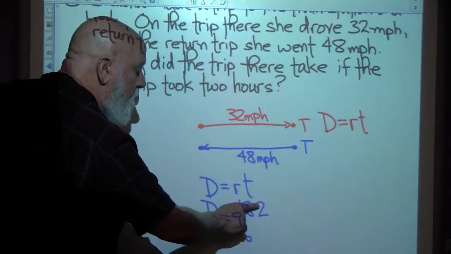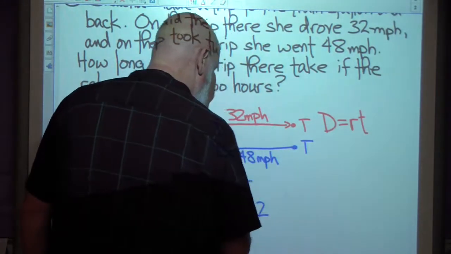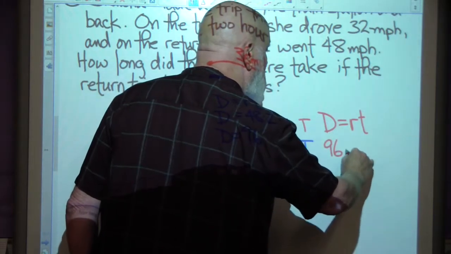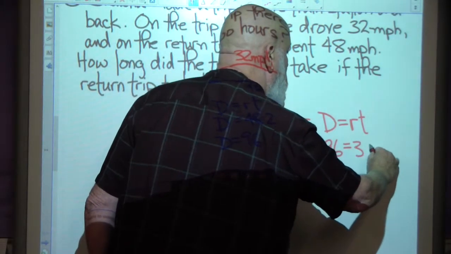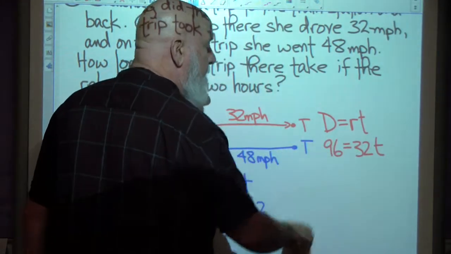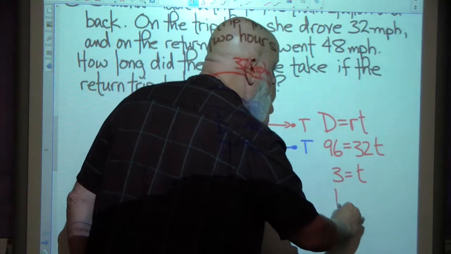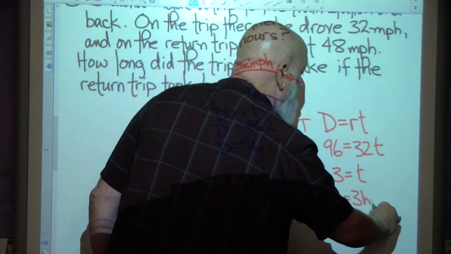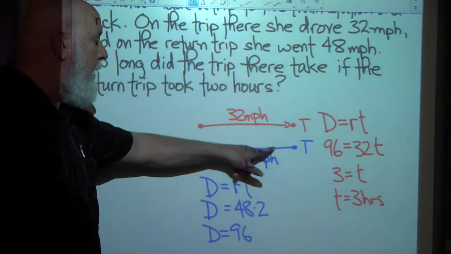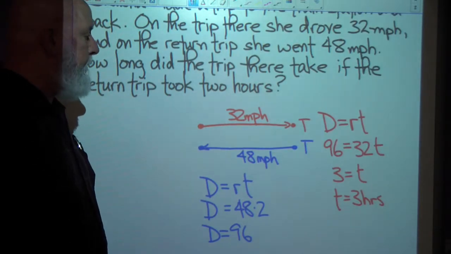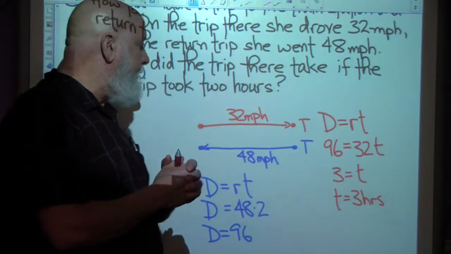So we figured out the distance using that information, and now we know that if the distance is 96, and the rate there, what did we say it was, 32 miles an hour? How long would that take? And we just divide both sides by 32, and that's 3 exactly, isn't it? So T is 3 hours. Traveling at 32 miles an hour, it took her 3 hours to get there, and traveling 48 miles an hour, it took her 2 hours to get back. That's using distance equals rate times time, and a little bit of logic.